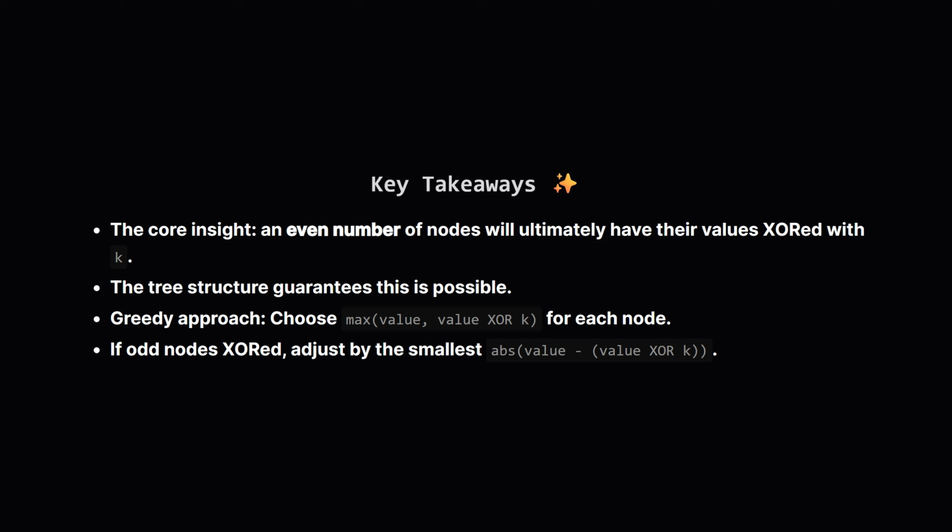If this greedy choice leads to an odd number of nodes being XORed, we just need to make one small correction. We find the node where flipping our decision, from XORed to not, or vice versa, costs us the least, and we make that flip. This ensures an even count and the maximum possible sum.